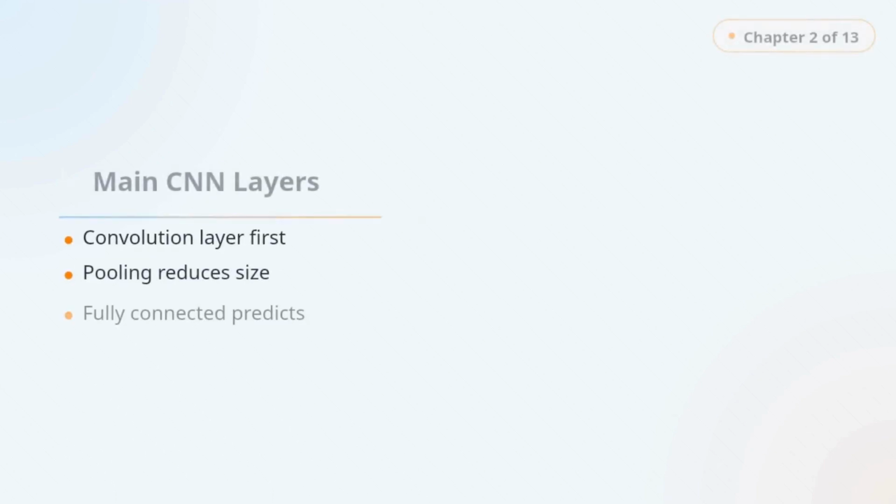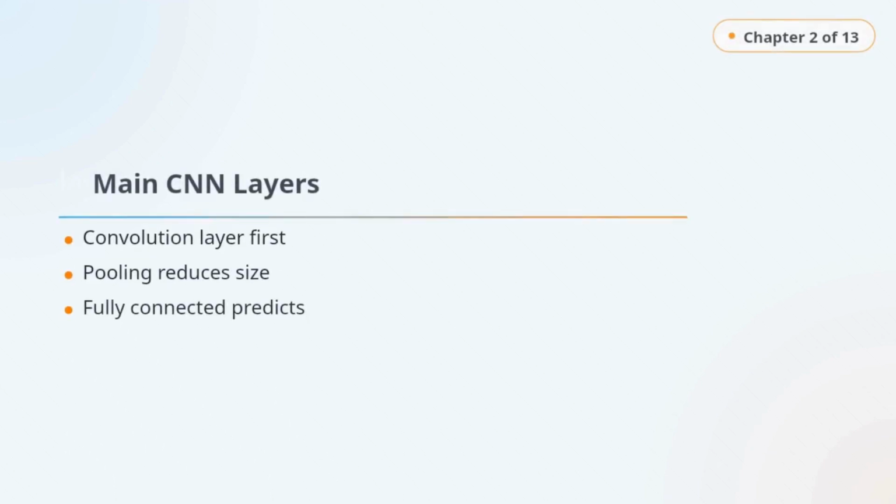A typical CNN has three main kinds of layers. First comes the convolutional layer, where feature extraction happens. Then pooling layers help reduce the size and complexity of the data. Finally, fully connected layers use the learned features to make the final prediction, like whether an image shows a healthy plant or a diseased one.